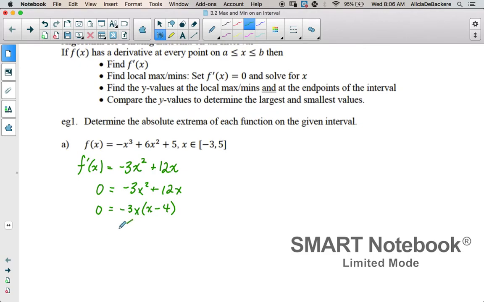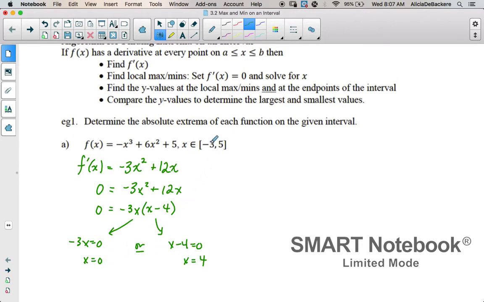So the first one here, we've got negative 3x equals 0, or x minus 4 is equal to 0. And so that tells me that either x is equal to 0, or over here, rearranging and solving, x is equal to positive 4. So now I've got 4 x values that I need to consider. These are local maximums or minimums. I'm not sure which ones.